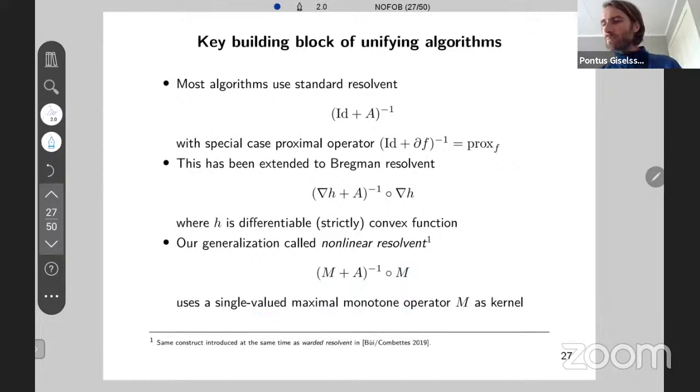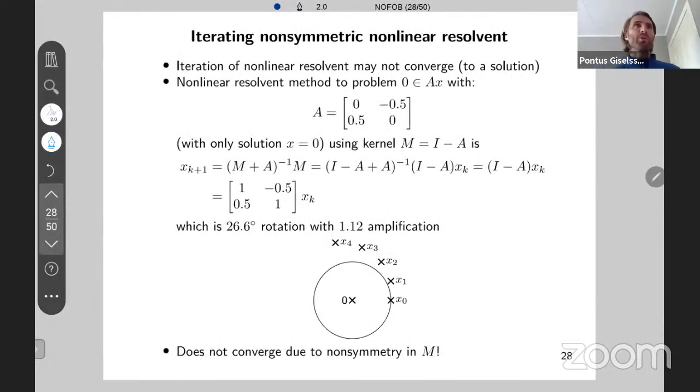We put out a paper with this construction, and we call it nonlinear resolvent. At the same time, it was introduced as the warped resolvent in another paper by some other authors, but we call it a nonlinear resolvent. And it's a strict generalization of the standard one, because the identity operator is a maximal monotone operator.